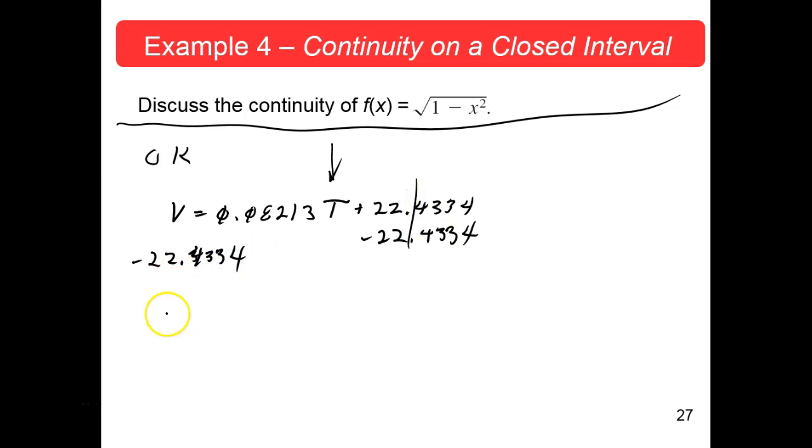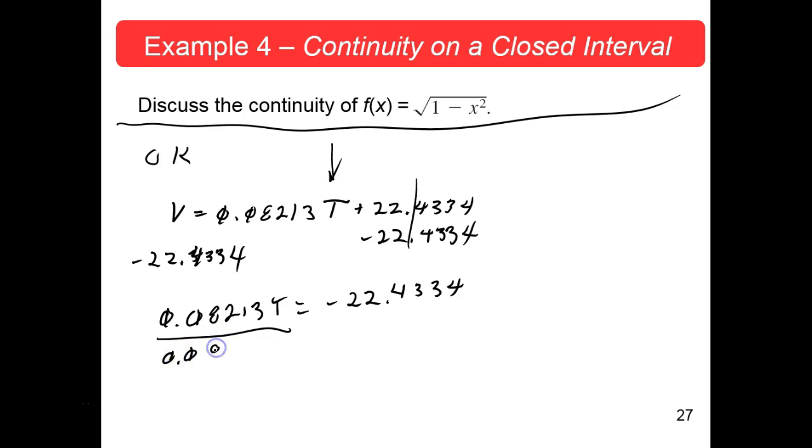Okay, these go away, and you have 0. I'm going to switch sides here: 0.08213 T is equal to negative 22.4334. And then what? Divide both sides by 0.08213. Okay, if someone brought a calculator today, do it and see what temperature you get.